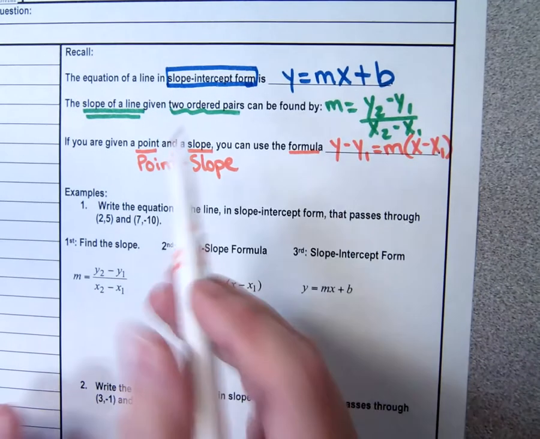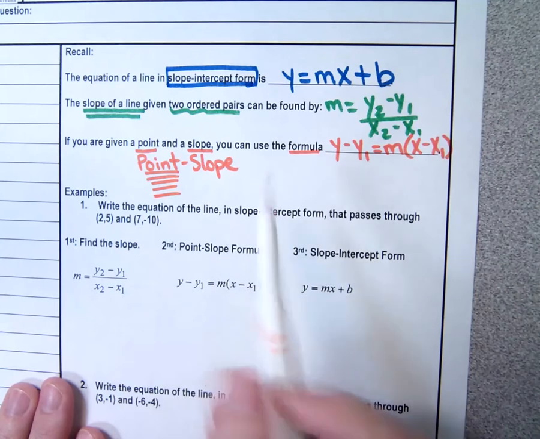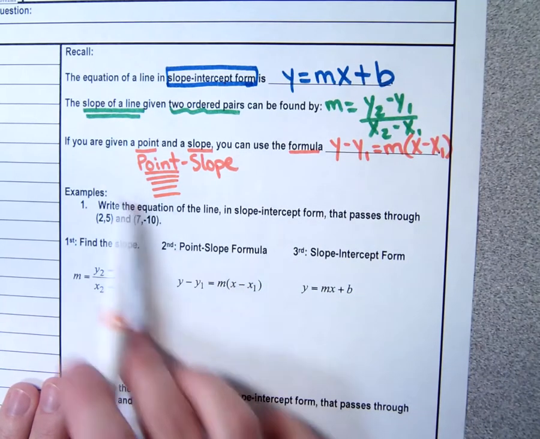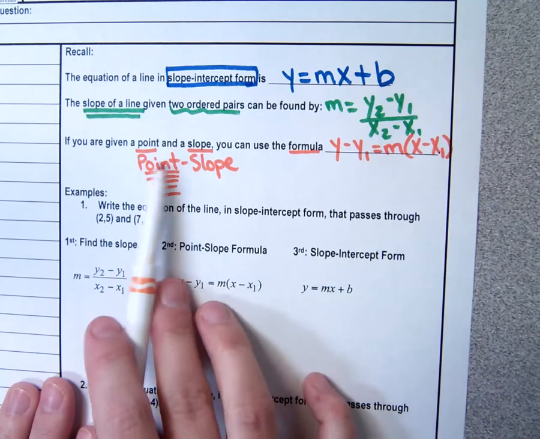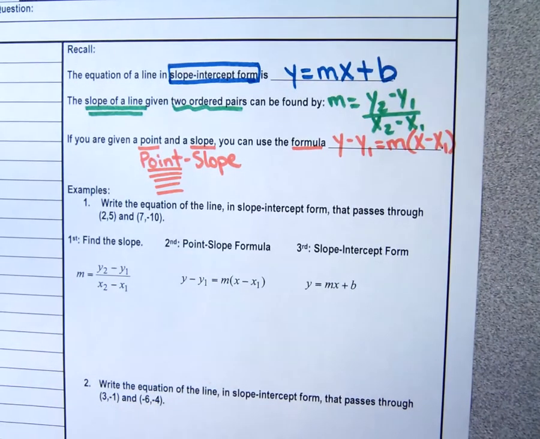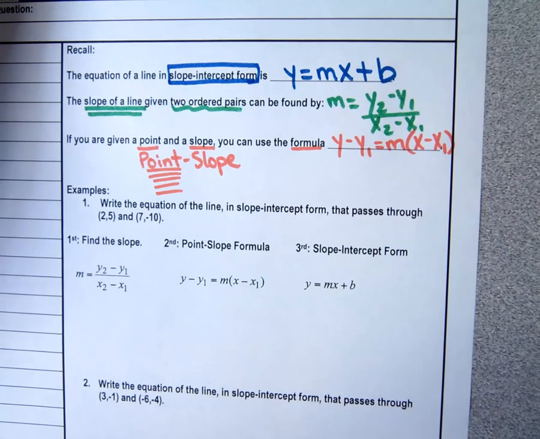Okay, so if I ever give you a point, we are going to use point-slope form. So if you have the point and the slope, you're ready to go. If you don't have the point and the slope, there'll be something else you have to do, which is what today's lesson is about.